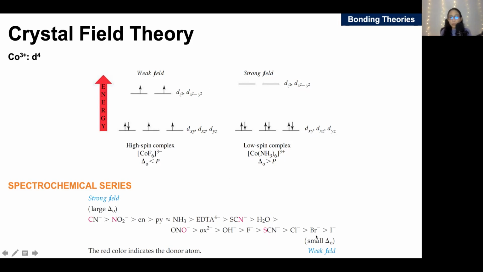Fluoride is found on the weak field side of your spectrochemical series. So this means that some of the electrons can be placed in high energy orbitals, rather than being paired in the lower energy orbitals. So again, weak field ligands would almost always lead to high spin complexes, while strong field ligands would almost always give low spin complexes.